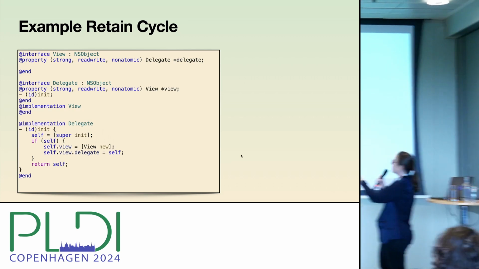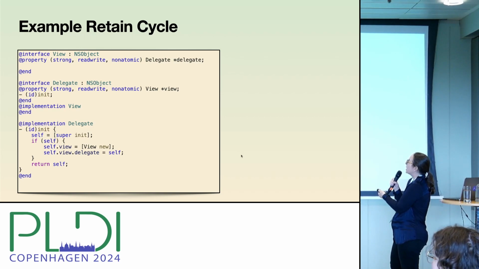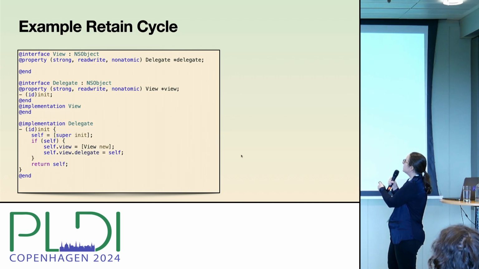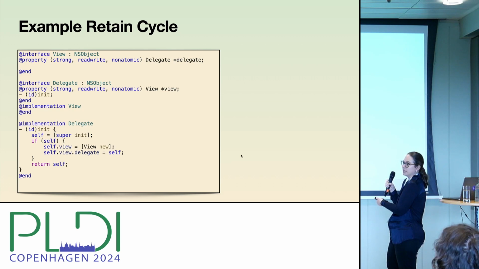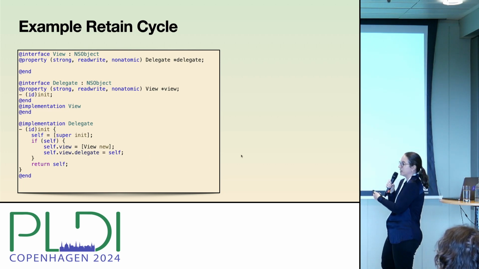So this is a class View and a class Delegate. The class View has a property of class Delegate, and the class Delegate has a property of type View. And then in the implementation of Delegate, we have an initializer, and there we build a new view and then assign self.view.delegate equals self. So at this point, that's a retain cycle, because they are both pointing at each other, and the pointers are strong, so they're retaining each other.